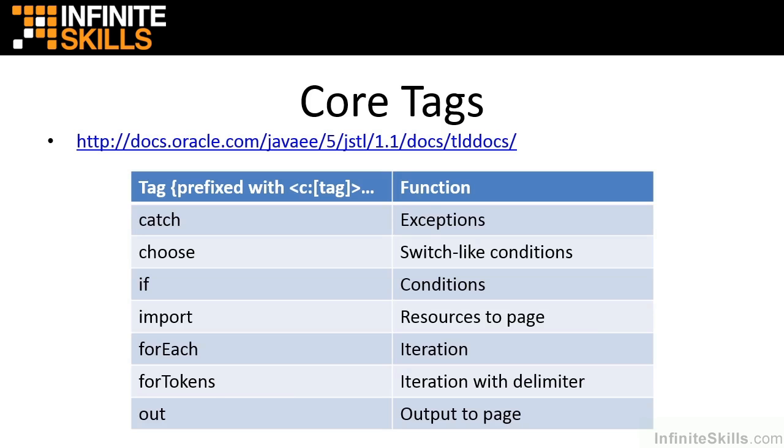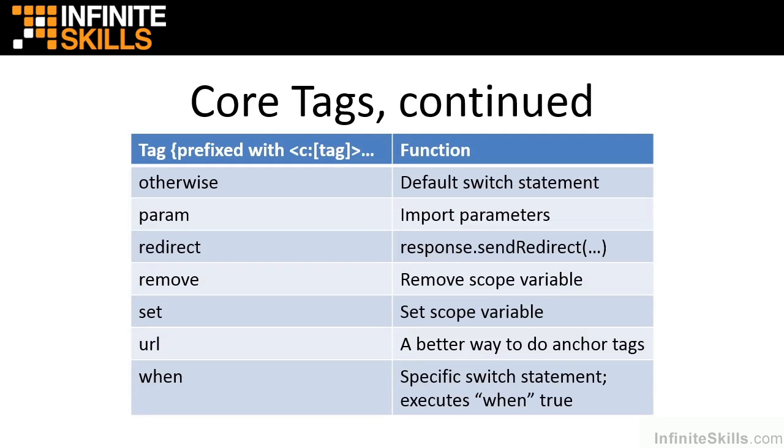We have C-for-tokens, which allows us to do iteration on tokens with a delimiter. We have C-out, which of course is page output. We have C-otherwise, which is going to be used again in conjunction with C-choose, and that's our default. If you were building a switch, you would say default. This is the otherwise.